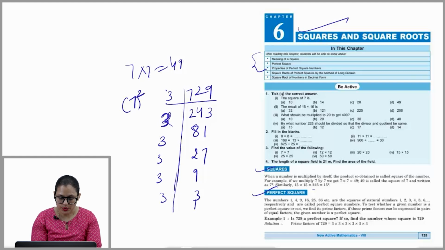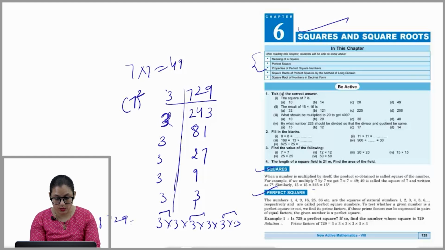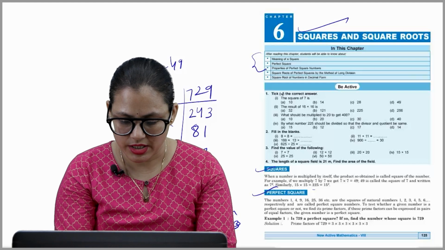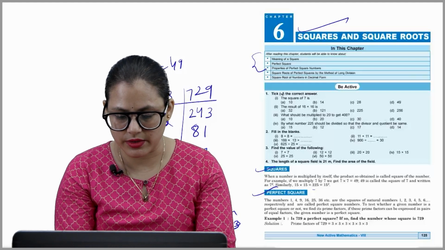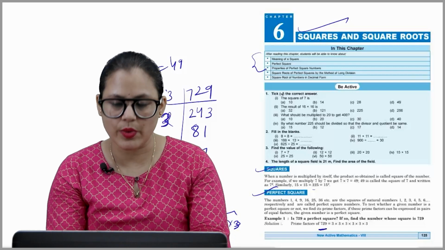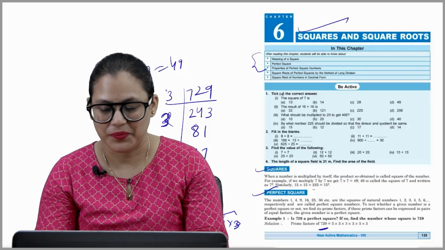So, prime factors of 729: 3 into 3 into 3 into 3 into 3 into 3. One pair, 2 pair, 3 pair. So this is forming pairs, that means it's a perfect square. And now we have to find out whose square is 729. So, 3 into 3 into 3. 3 3s are 9, 9 3s are 27. So this is the square of 27.